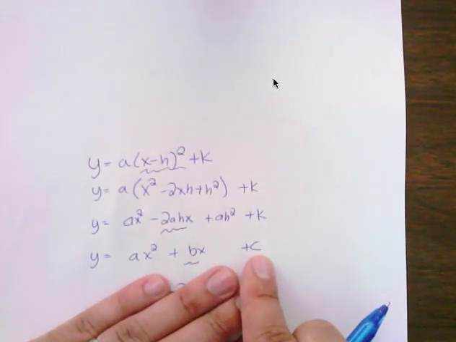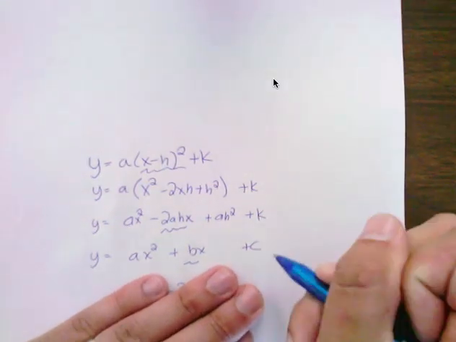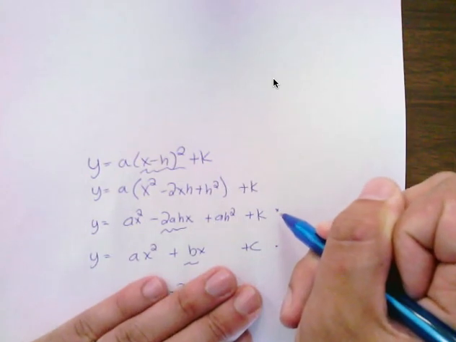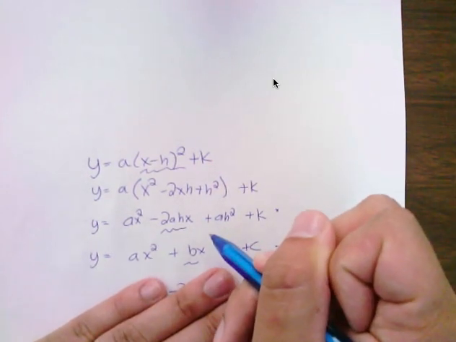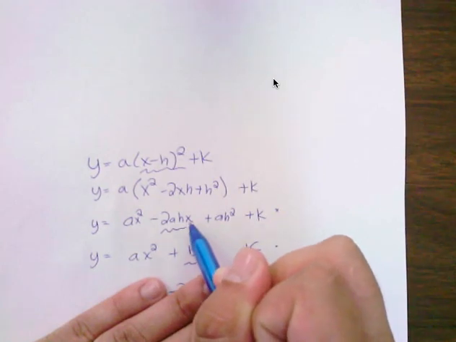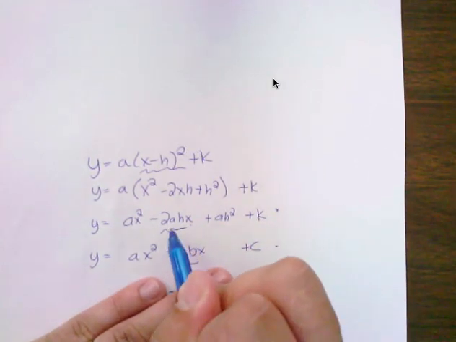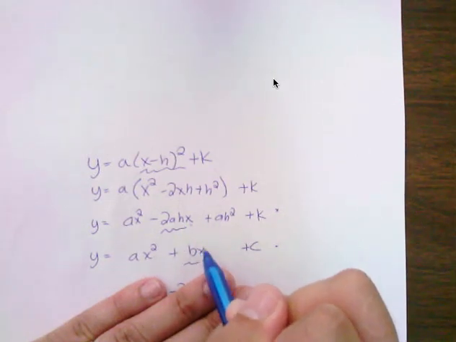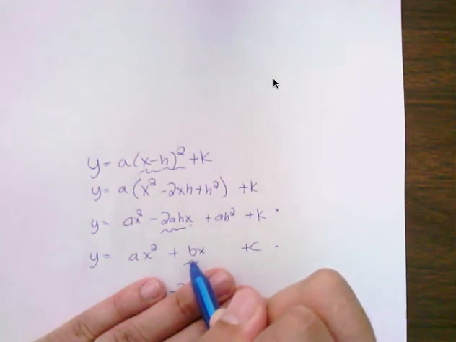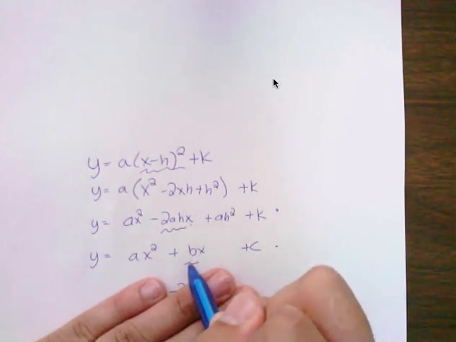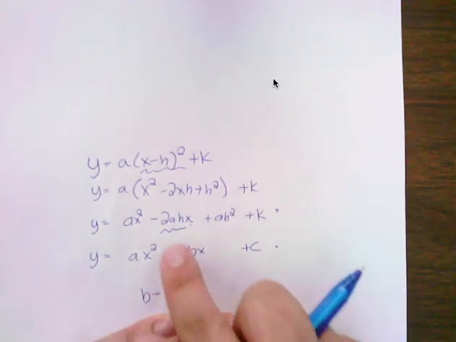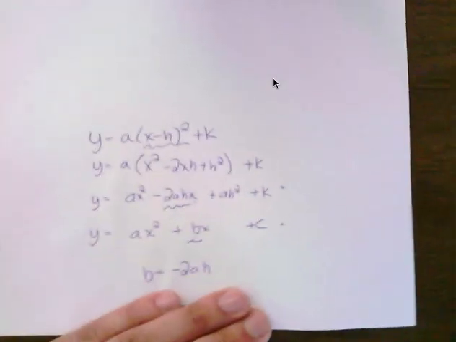So what some mathematicians did is they asked, what's the connection between standard form and this long drawn out vertex form? Well, they looked at the pieces that are in front of x. In front of x in the vertex form would have been negative 2ah. In front of the x in standard form is just b. So if these are both in the exact same spots, then these must be equal. So we know b is equal to negative 2ah.